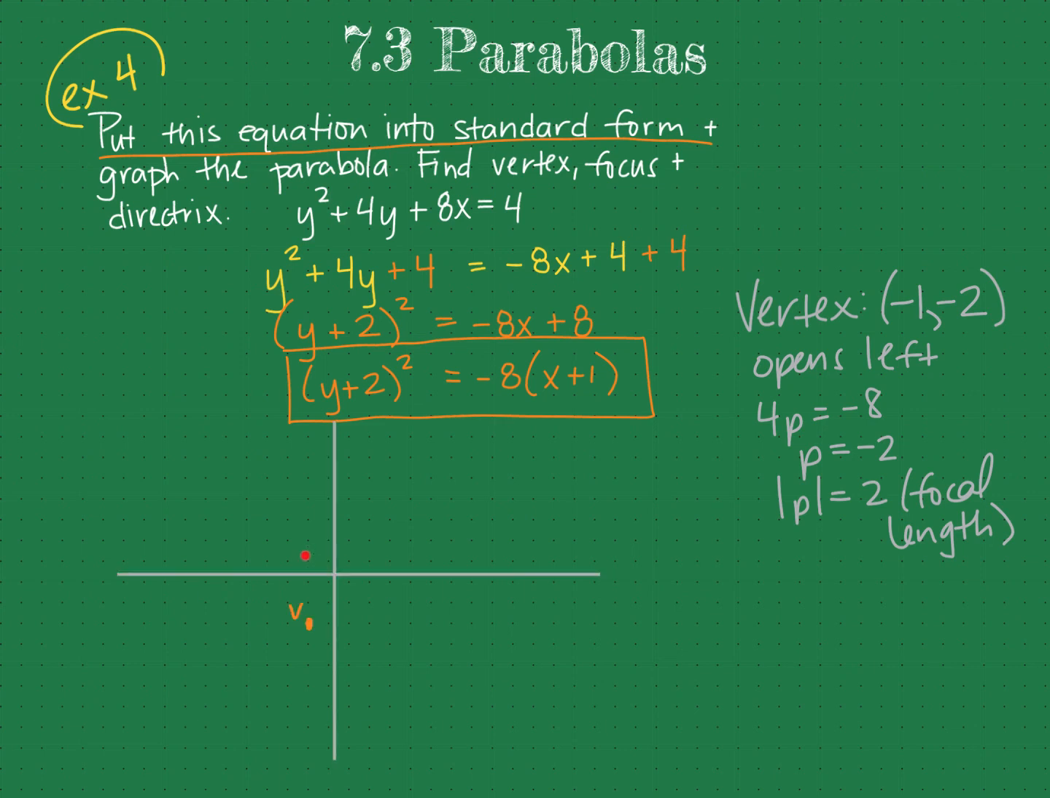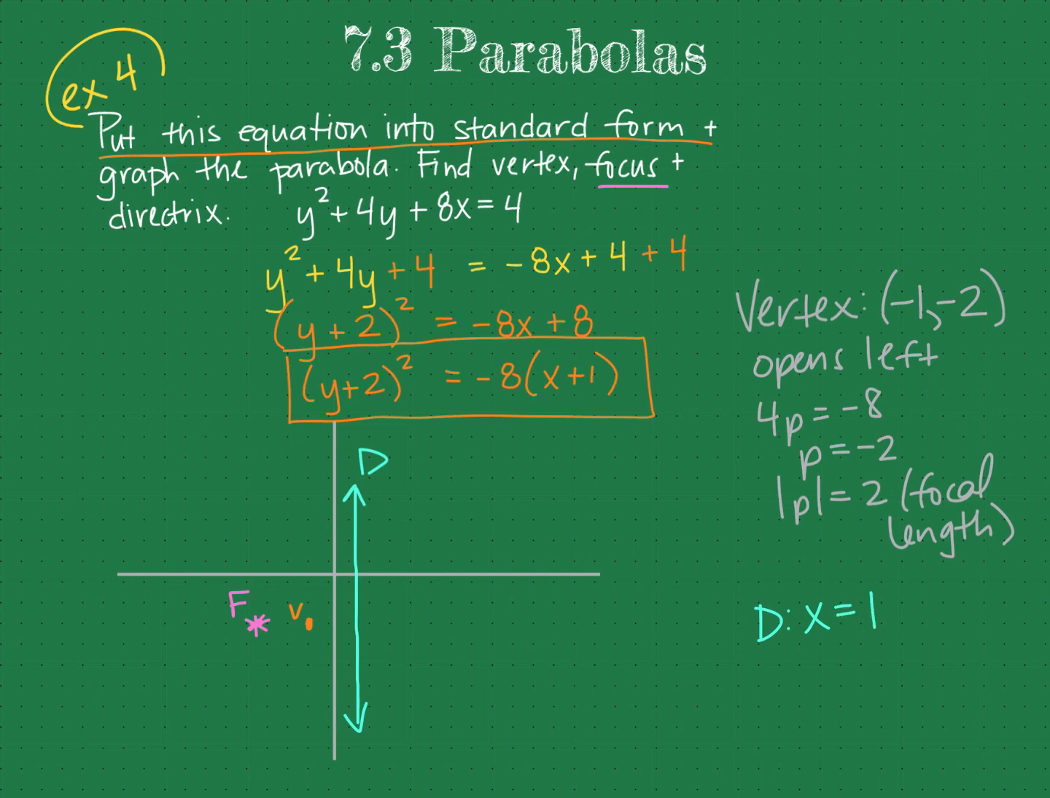Here is our vertex. We know that we open to the left, so we know that our focus is going to be to the left of the vertex 2 units. So our focus is 2 units to the left here, and then our directrix is 2 units to the right, and is this vertical line here. So let's label those. Our directrix is a vertical line, so it has the equation x equals, and in this case it's x equals 1.